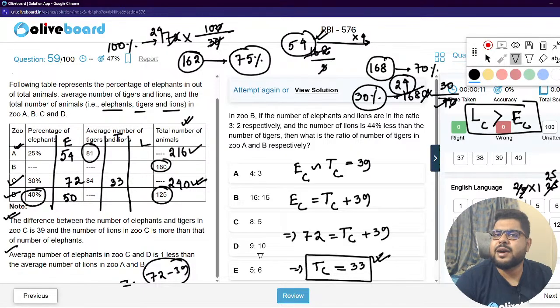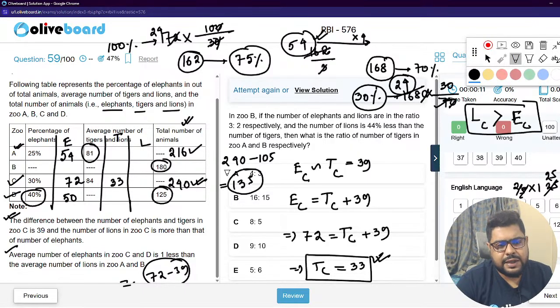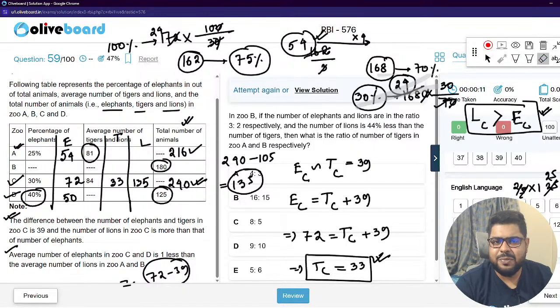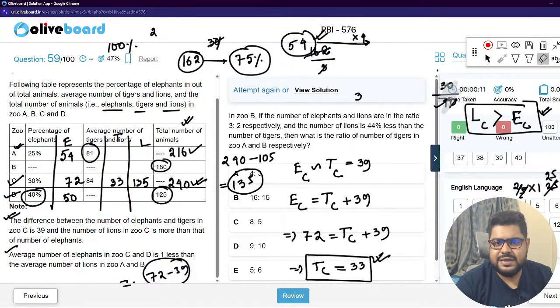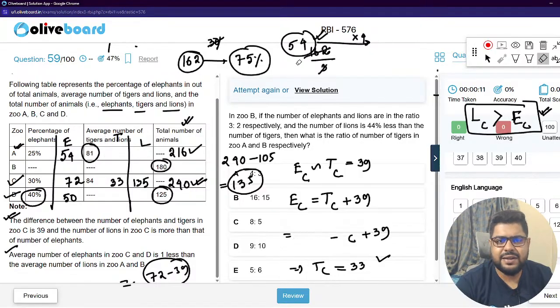So lions will become what, sir? What will lions become? Sir, you will say lions total is 240. 240 minus 72 and this 33, so 105. So this becomes 135, the number of lions. Now, is this condition getting satisfied? Lions is more than elephants. Yes. Now what was the other possibility? I'm just omitting this so that we can calculate a little bit.